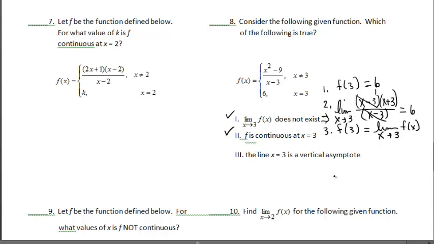And the last one says, is the line x equals 3 a vertical asymptote? No, I think we've already established that when we reduce these common factors and divide out to 1, x equals 3 is not a vertical asymptote. As a matter of fact, we have a point discontinuity at x equals 3, so this is not true. So coming up here, we're going to say that 1 and 2 are true.